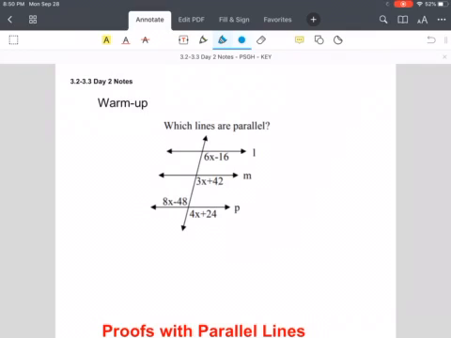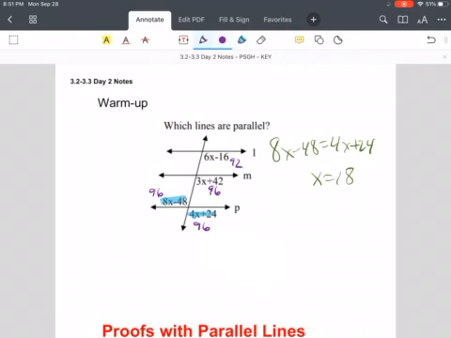So in order to start this problem, you must start with what we know for a fact. We know for a fact that vertical angles are congruent. So we'll start with setting 8x minus 48 equal to 4x plus 24. When we solve that, we get x equals 18. So after we get x equals 18, we're going to plug x in everywhere. And we get the following for all of our angles.